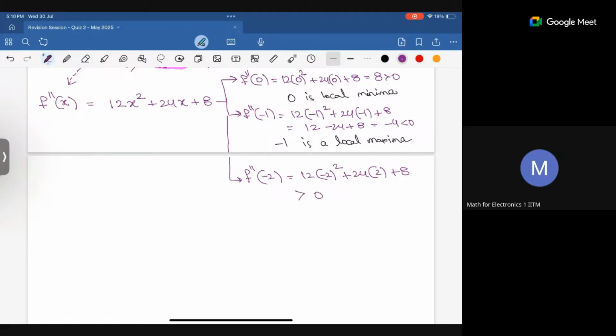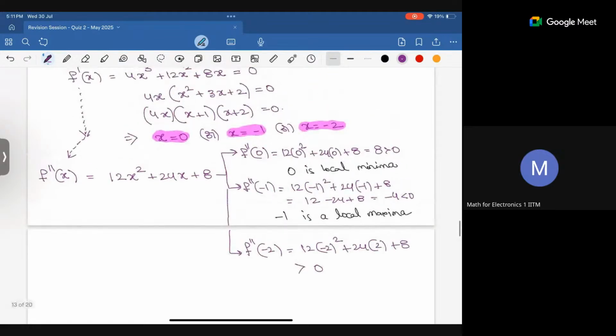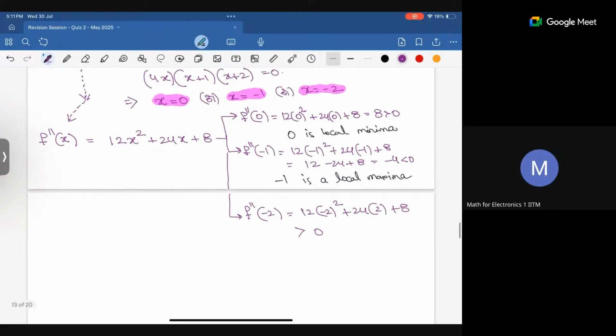Since we only need the sign, you don't have to sit and solve for what value you get, right? If I add 3 positive terms, it will always be positive. So even in the first case, the first 2 terms are 0 and the last term has a positive value, so it will be positive. So -2 is a local minimum.